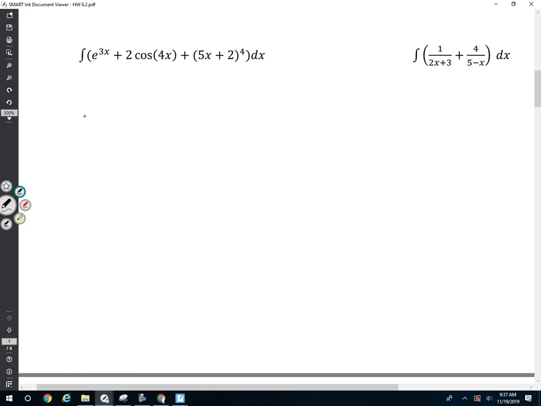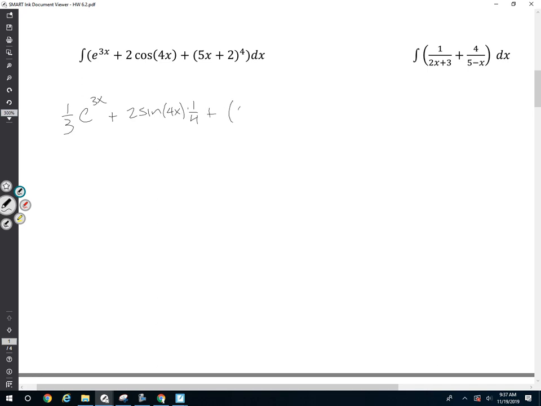So e to the 3x. I'll have e to the 3x, but I need the reciprocal of the coefficient of x. Okay, think about taking the derivative of this. It'd be e to the 3x times 3. The 3 and the 1/3 cancel. 2 cosine 4x. Well, antiderivative of cosine is positive sine. So I have 2 sine 4x, but then I know I need a 1/4. Now you can put it in front, you can put it behind, it doesn't matter. Because when I take the derivative of sine 4x, it'd be cos 4x times 4. The 1/4 and the 4 will cancel.